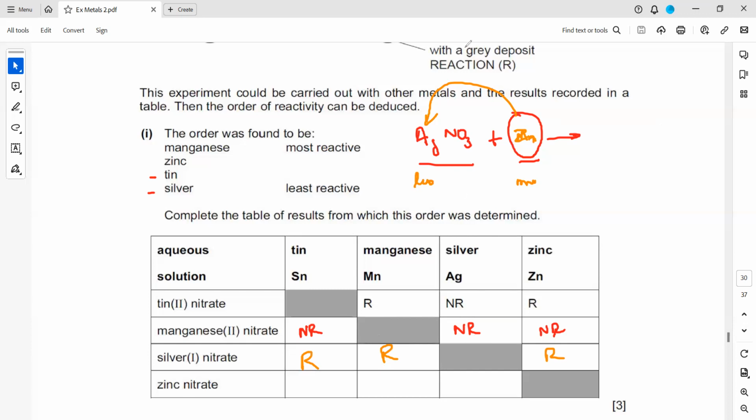Then for zinc nitrate, we are adding these metals. So if we have zinc nitrate and we are adding manganese, sorry, tin first. So zinc salt is there and we are adding tin. Will it displace?